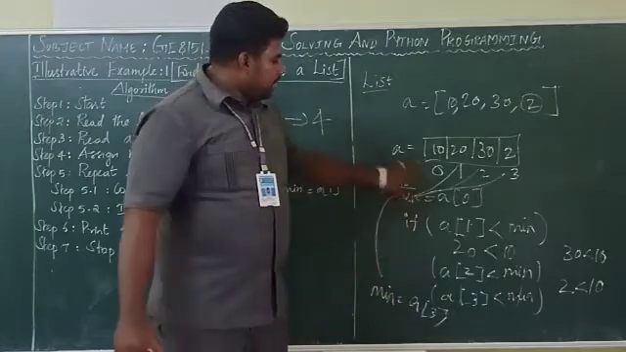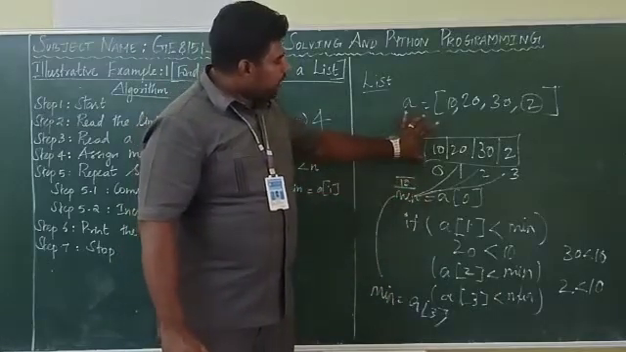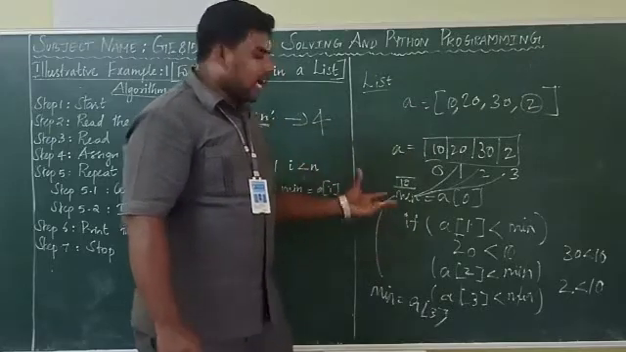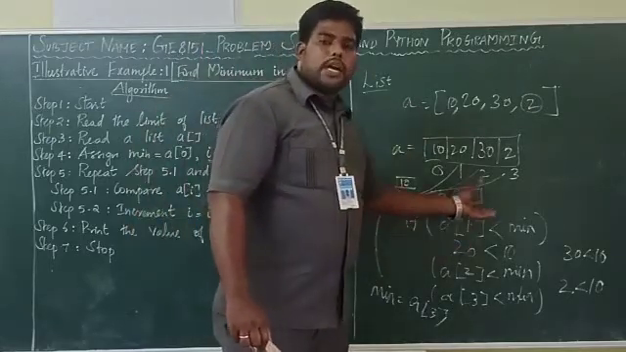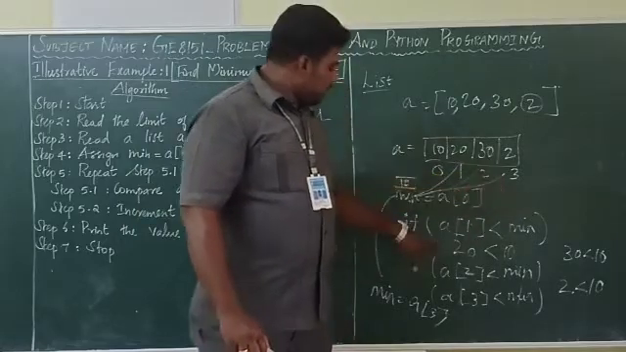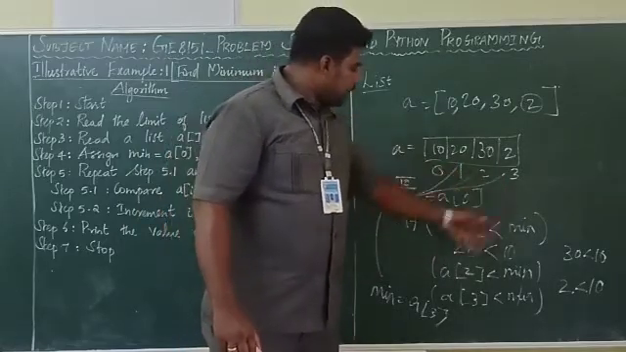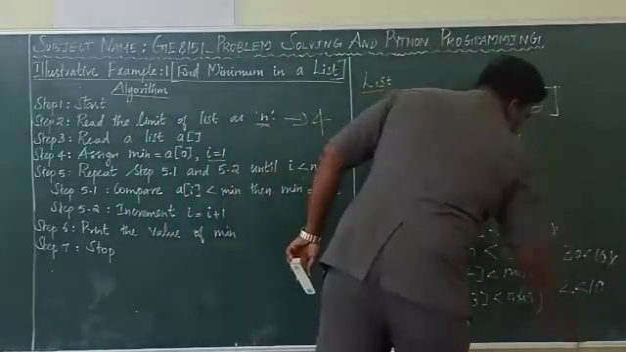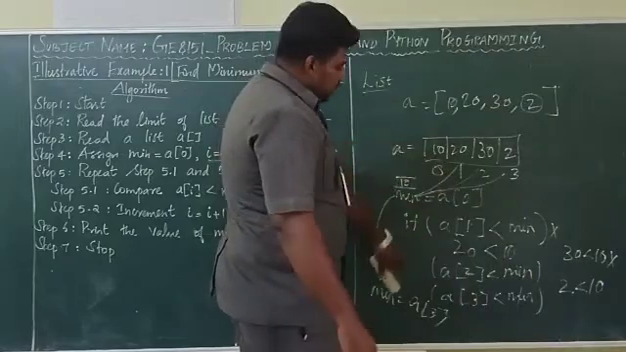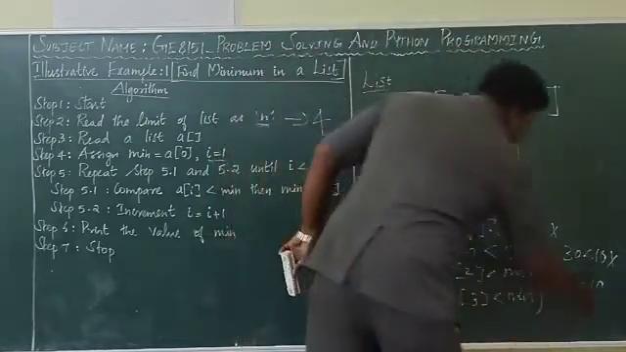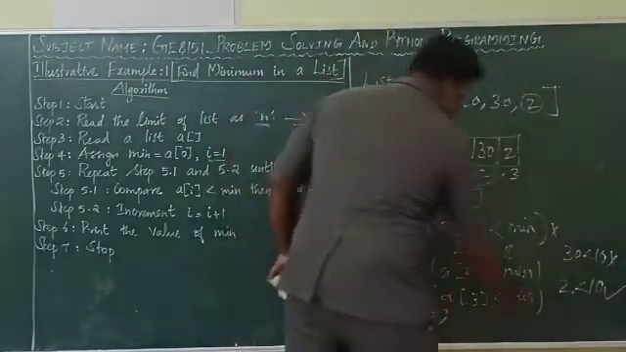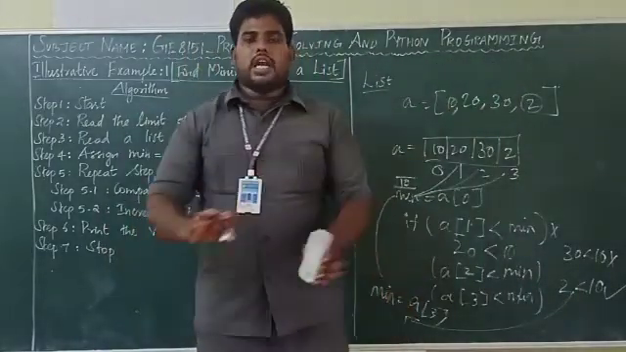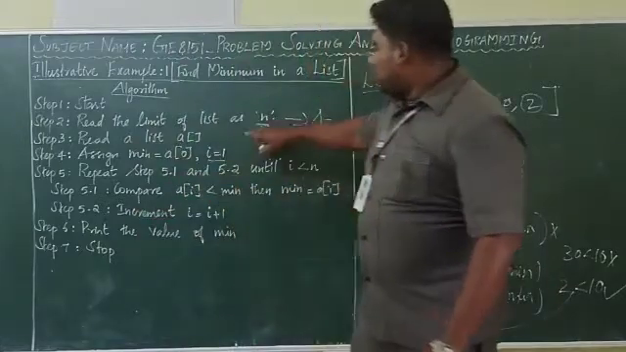All of you got it? Initially I am assuming the first position is the minimum. Then using the selection statement, I am comparing each element in the list one by one. So a of 1, 20 less than min, condition false. Then 30 less than 10, condition false. At last a of 3, 2 less than 10, condition is true. At that time set minimum equal to a of 3. Got it? This is what I am going to write in the algorithm. Till this you understand, right?